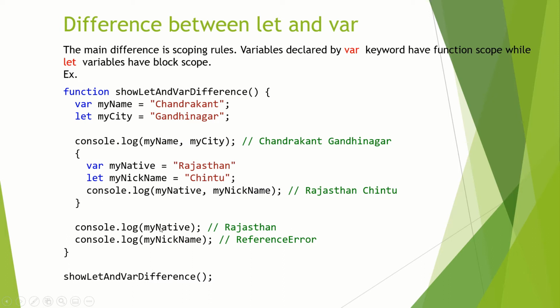The myNative variable is declared with the var keyword, so its scope is the function scope. We can use this variable inside the entire function. So here you can get Rajasthan, but myNickname we have declared using the let keyword, so its scope is the block scope, so you cannot access this variable outside this block. Here you will get a reference error. So this is the main difference between the let and var keywords, that is, the scoping rules.